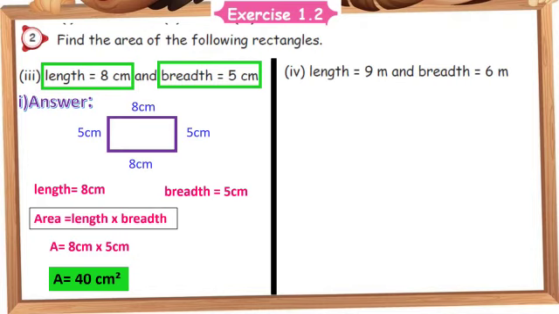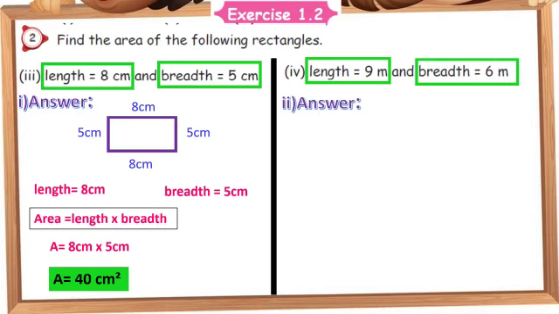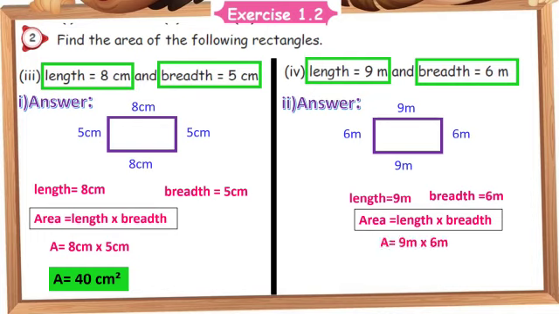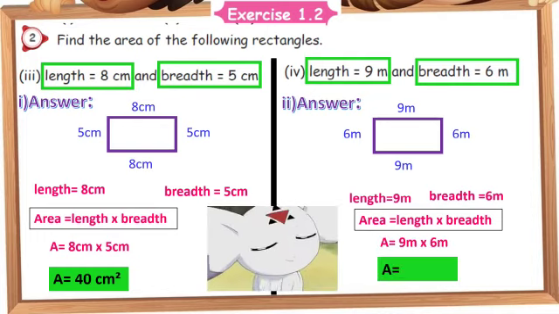Fourth sum. This also the same. Do by yourself. Here length is 9 meter and breadth is 6 meter. So answers, draw one rough diagram. Mark it as it is. Then what are all the given portion? Yes, length and breadth, isn't it? That also you need to write, then only you can follow the step in an easy way. So area equal to length into breadth. So 9 meter into 6 meter, isn't it? So 9 6s are 54 meter square.